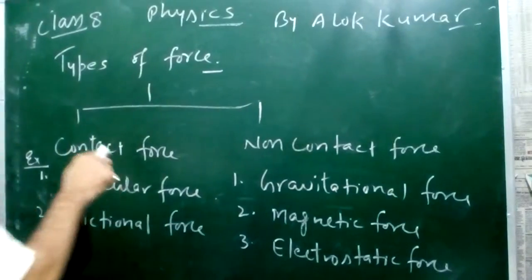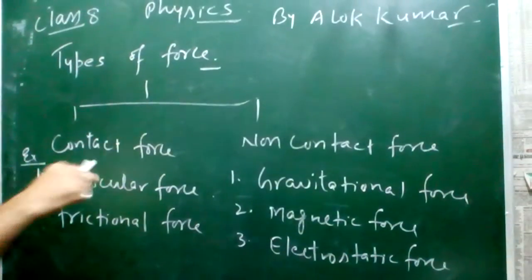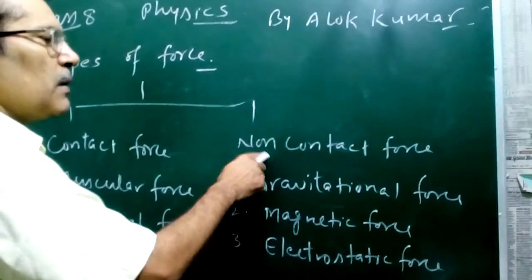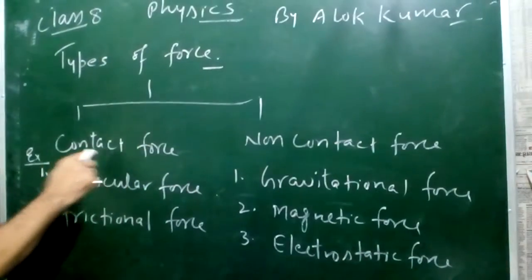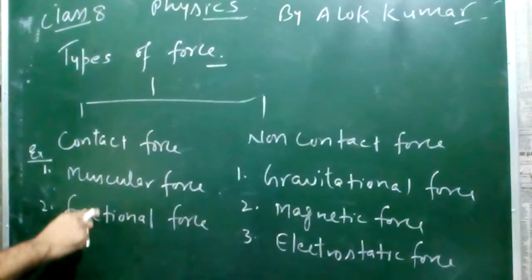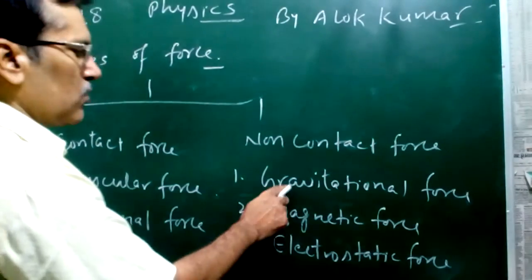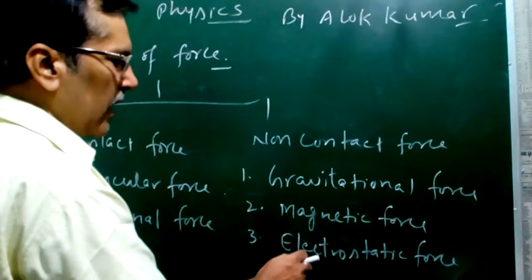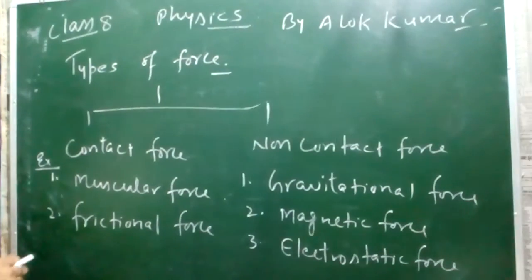The force which develops due to contact is called contact force, while the force which develops without any contact is called non-contact force. Contact force has two types: muscular force and frictional force. Non-contact force has three types: gravitational force, magnetic force, and electrostatic force. Now, I am coming to the contact force.